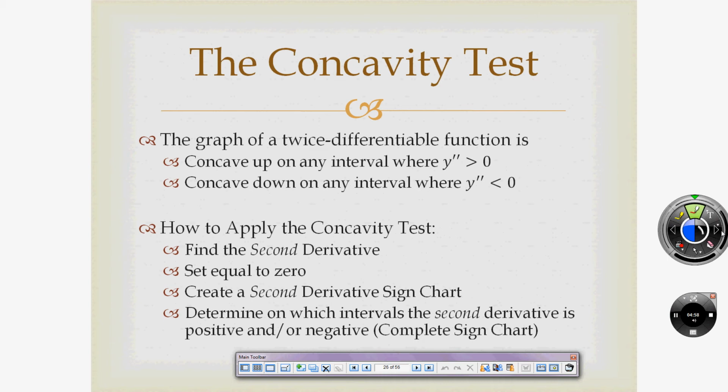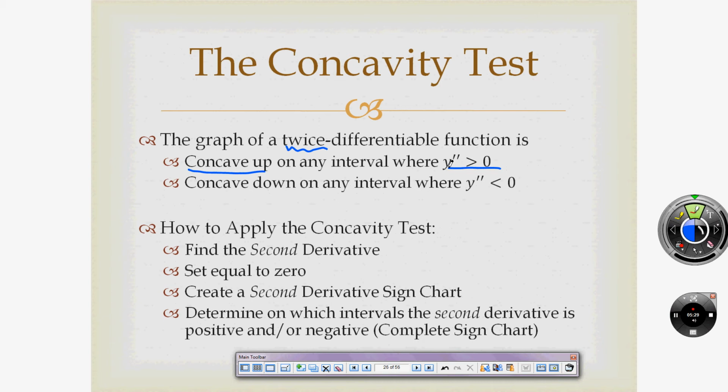So in the first section here, we have the graph of a twice differentiable function. Notice that it has to be twice differentiable because we're talking about the second derivative, so that kind of makes sense. We would define it as being concave up on any interval of the graph. Remember, it's an open interval where y double prime is greater than 0. That's all we mean by saying it's concave up, because the second derivative is positive, meaning that the first derivative is increasing. The values are getting larger.